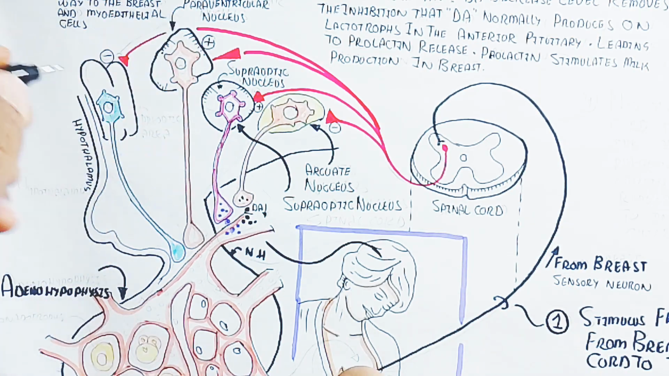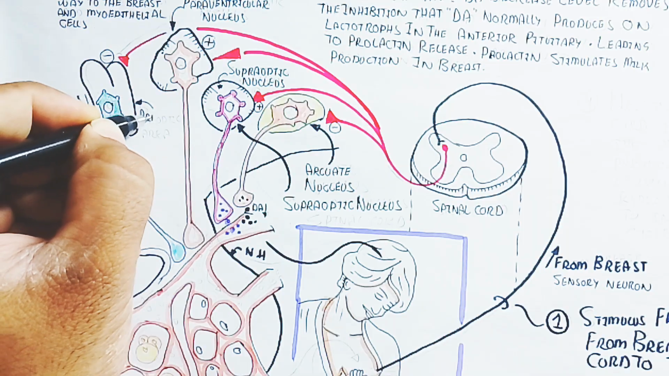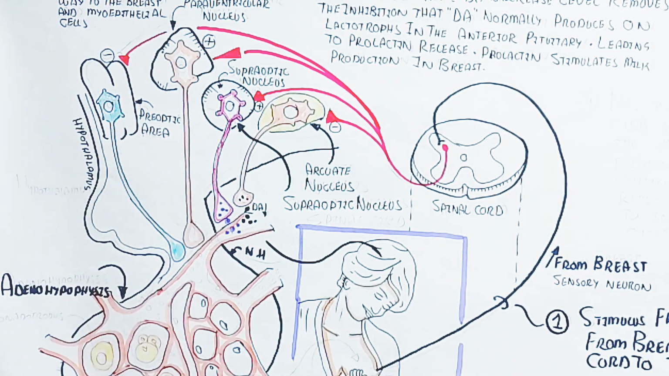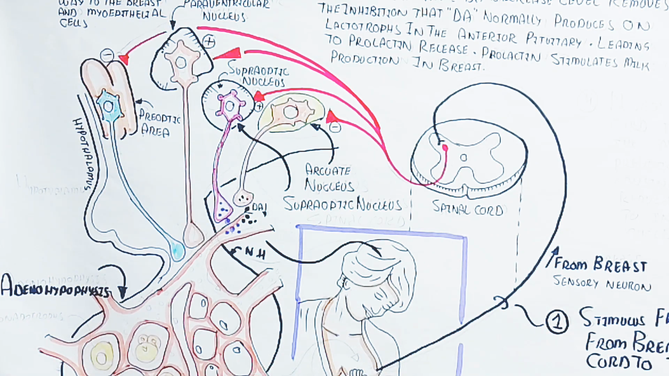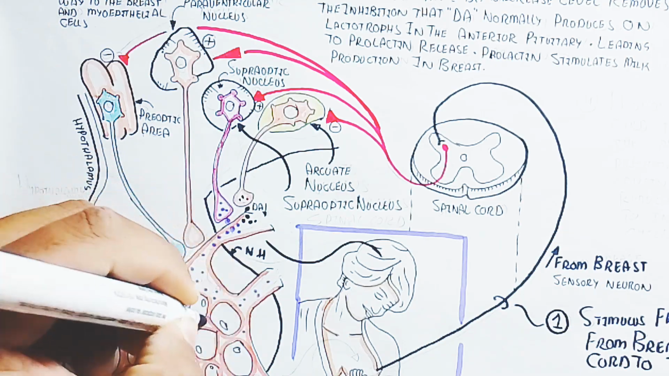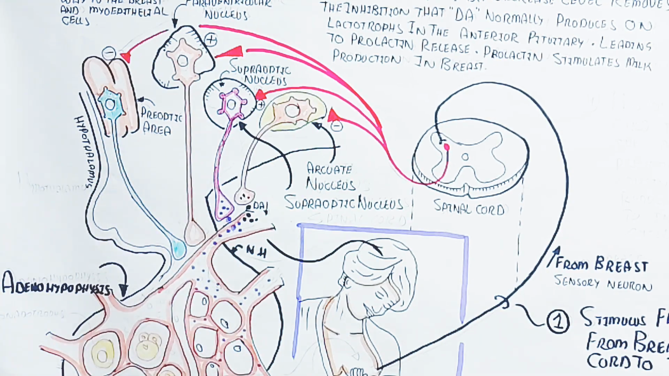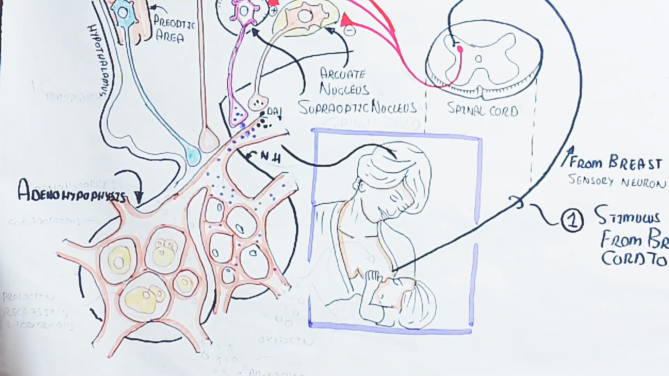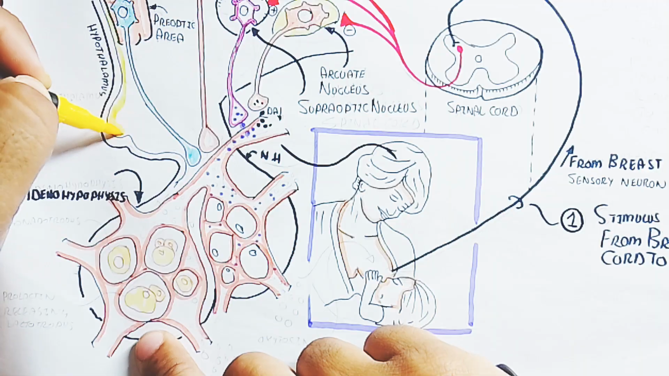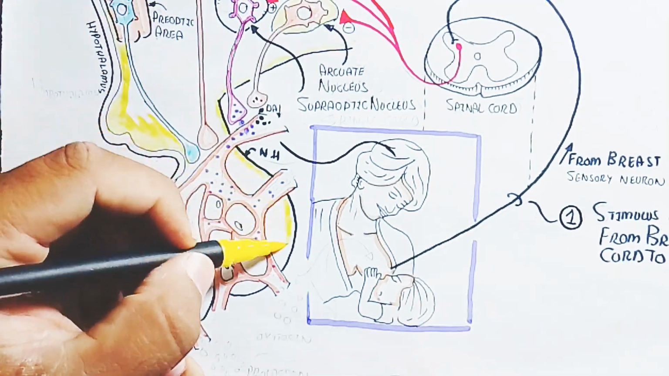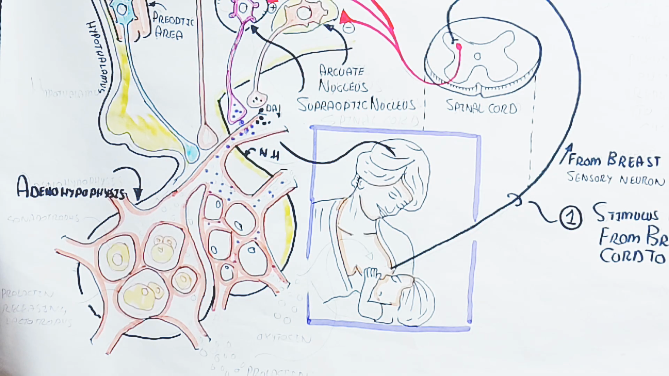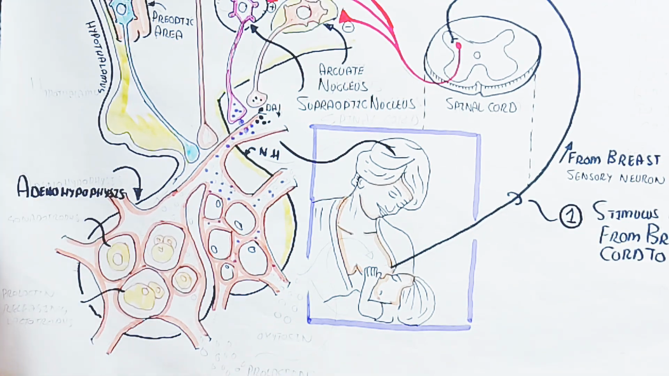This is the preoptic area of the hypothalamus. So remember, this is the hypothalamus below the thalamus. Basically, it is also part of the brain, but its function is very crucial. Remember, the preoptic area is important for the release of gonadotropin releasing hormone: it will inhibit, and whenever it is not inhibited, it will stimulate the gonadotrophs.